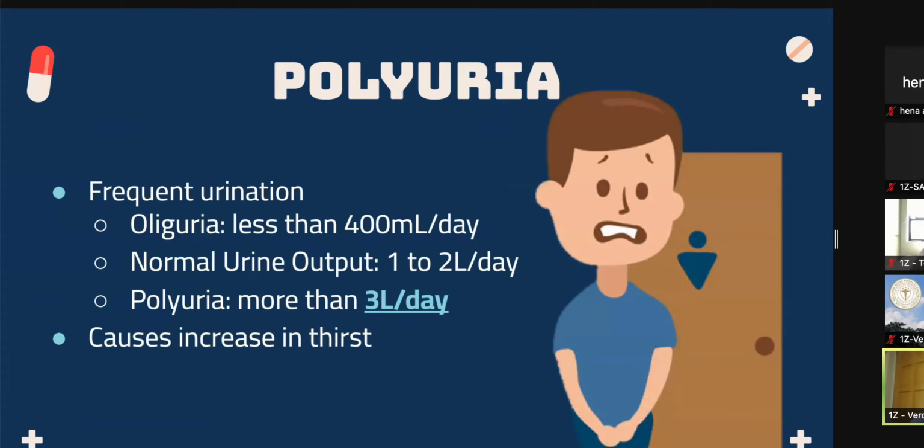Polyuria means urinating a lot, and it often goes hand in hand with polydipsia. Most people produce about 1 to 2 liters of urine per day, and people with polyuria produce more than 3 liters of urine in a day. Oliguria is 400 ml per day.